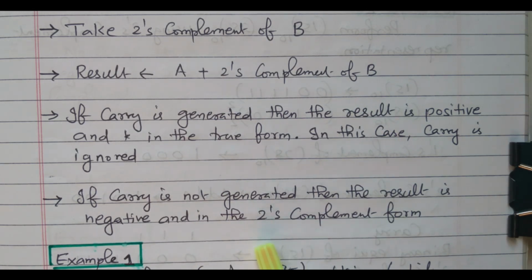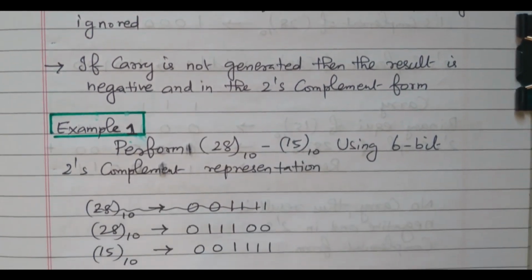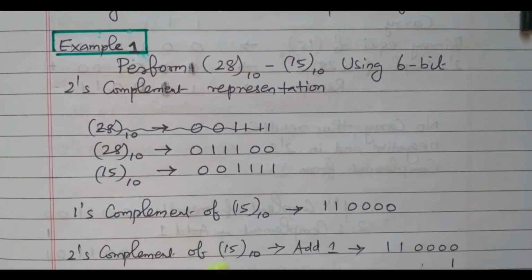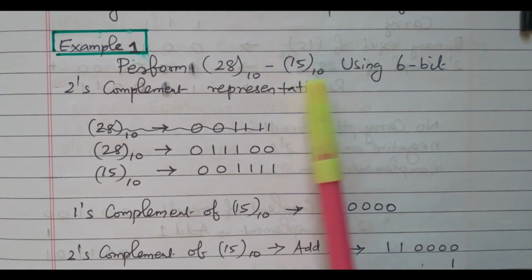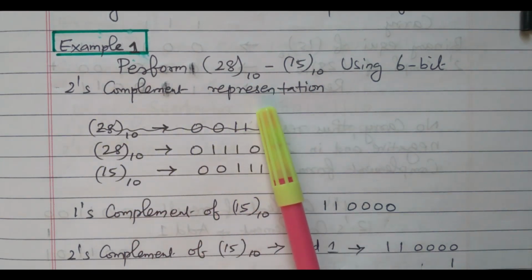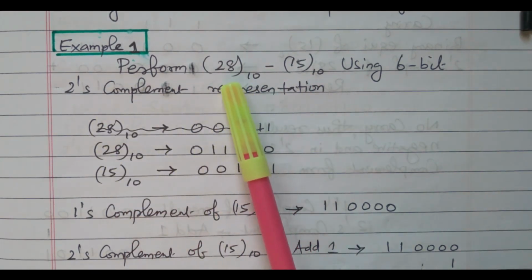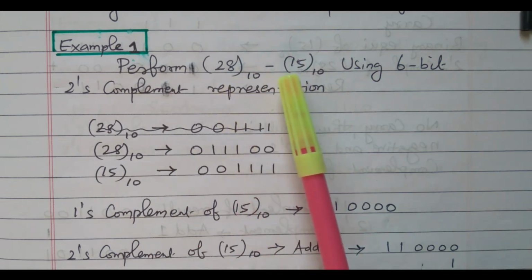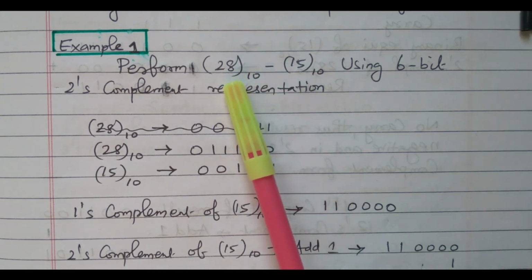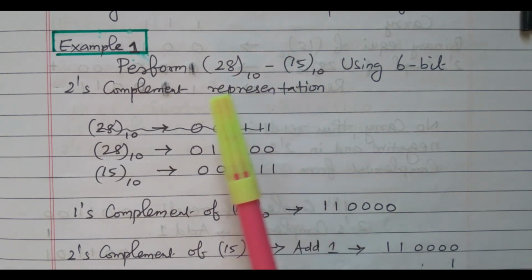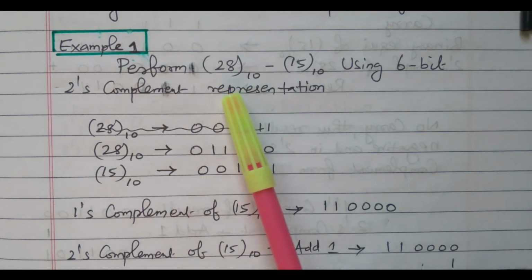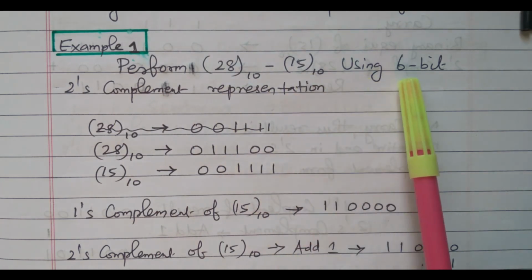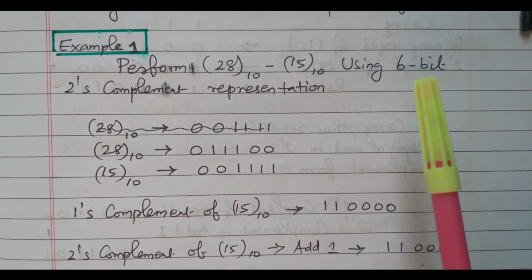Now, we will see an example so that we are able to understand easily. Perform 28 minus 15 using 6-bit 2's complement representation. These two are decimal numbers, 28 minus 15. They would be converted into binary, and using the 2's complement method we need to perform this expression, using 6 bits, that is, 6 digits.